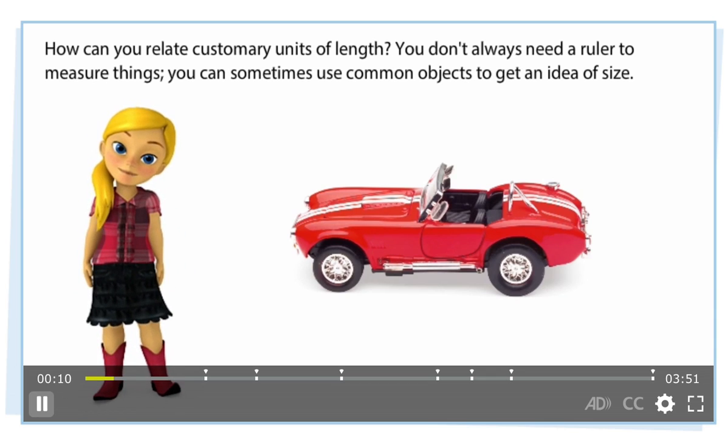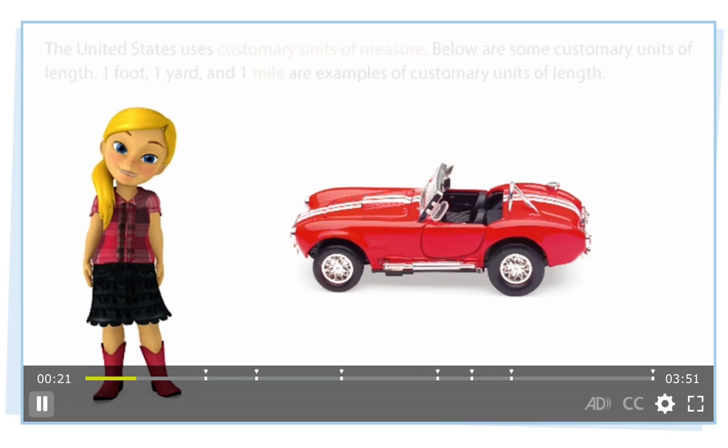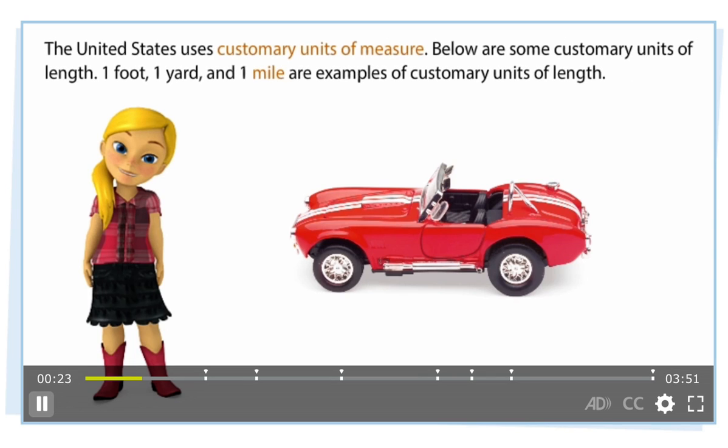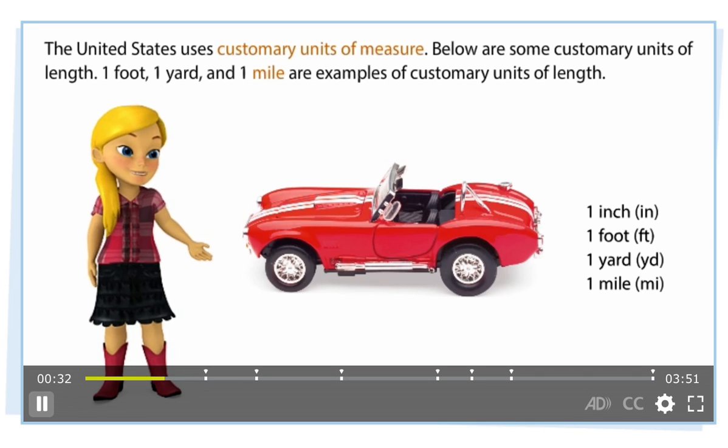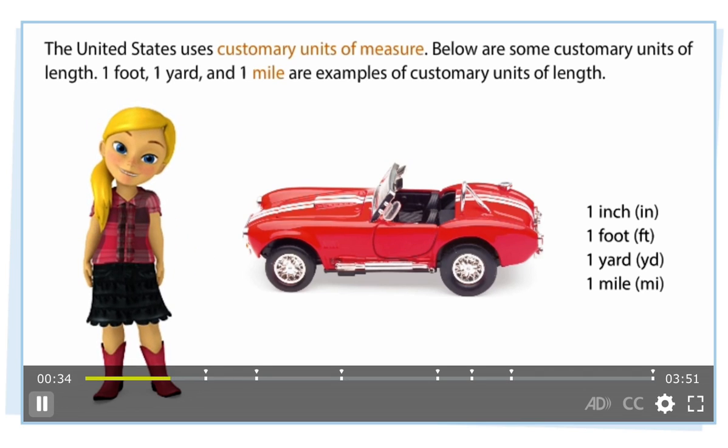How do you relate customary units of length? You don't always need a ruler to measure things. You can sometimes use common objects to get an idea of size. The United States uses customary units of measure. Below are some customary units of length. 1 foot, 1 yard, and 1 mile are examples of customary units of length.